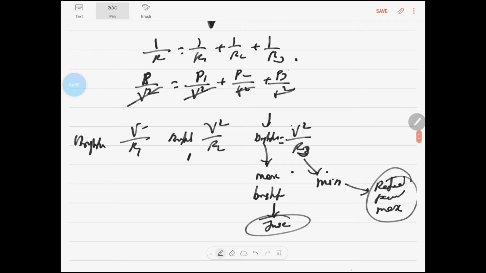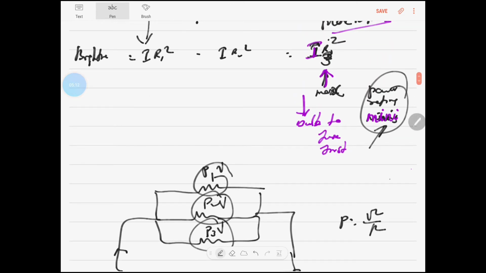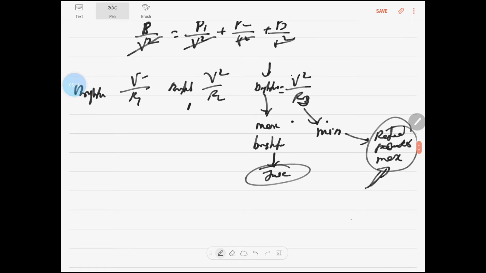So any increase in the current in the circuit that exceeds the safety limit, the bulb with maximum rated power wattage is what is going to fuse in the parallel connection too. So either way, in the series connection, the one which has got the minimum power rating, and in the parallel connection, the one which has got the maximum power rating, is what is getting fused.